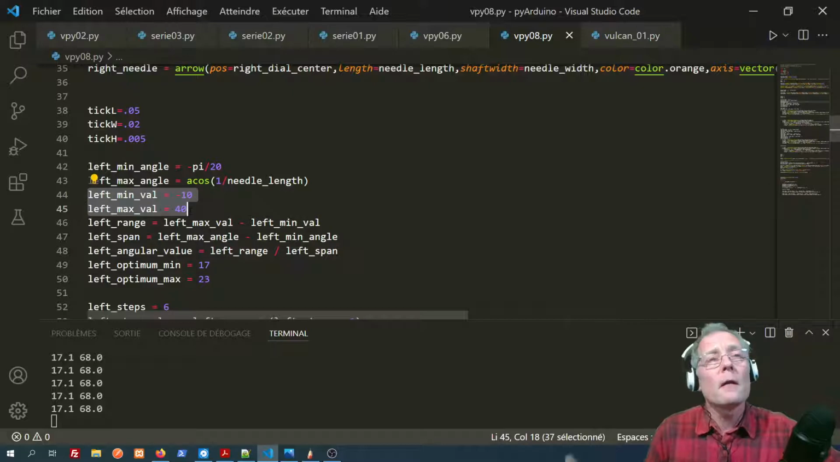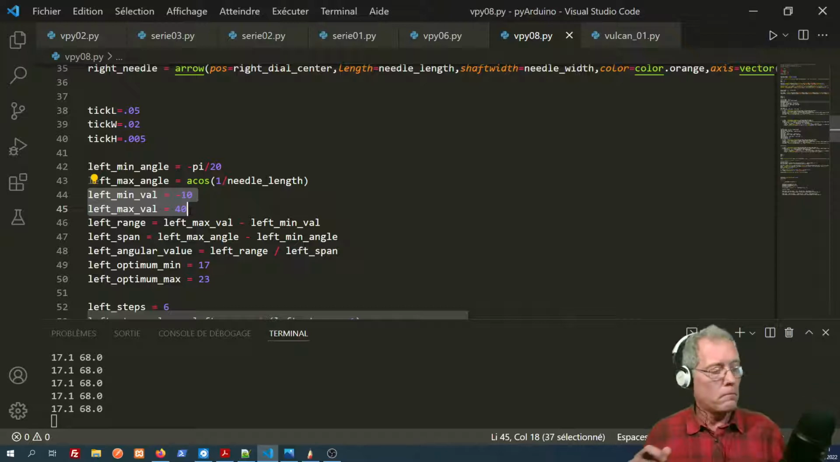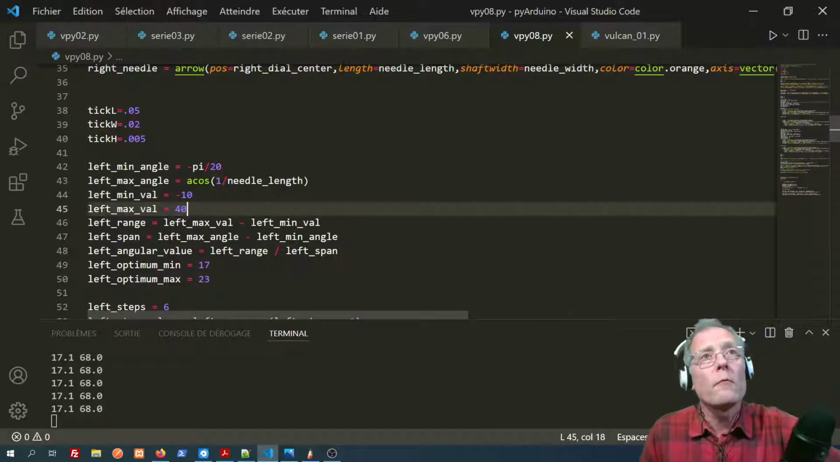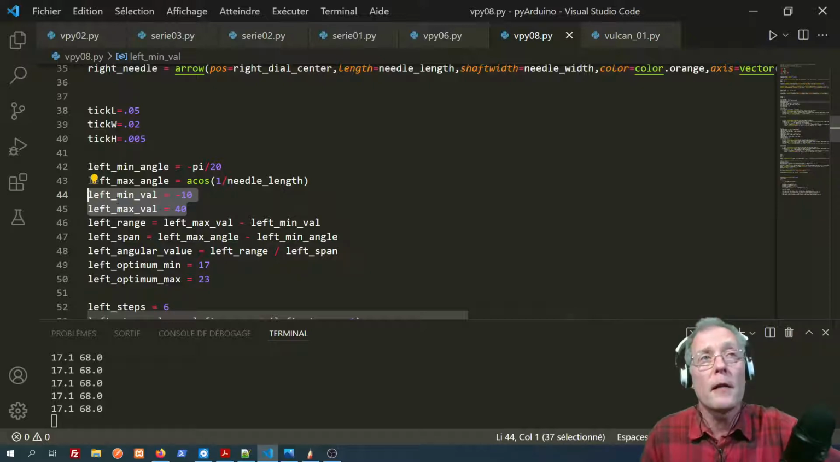We will need to compute angles and express values from that angle. We express an angle from the values. So we need to know what values represent the minimum and the maximum angle. So we have here the left minimum value and the left maximum value. Be careful, we are talking here about the left dial. The left dial will be displayed on the right scale, but we are talking about the left dial.